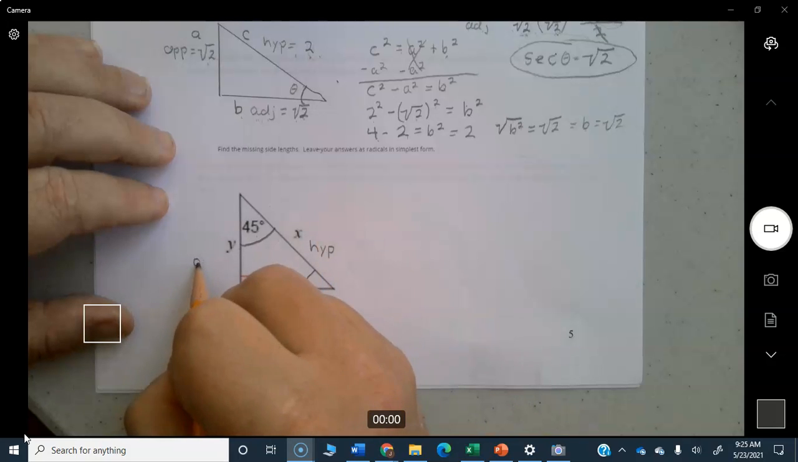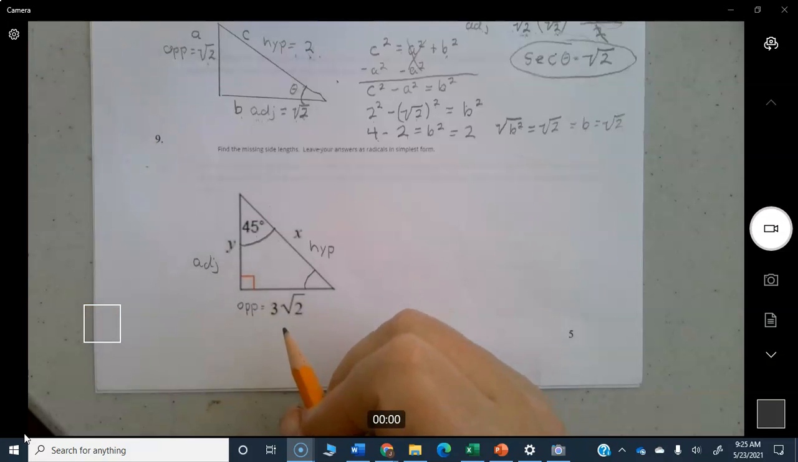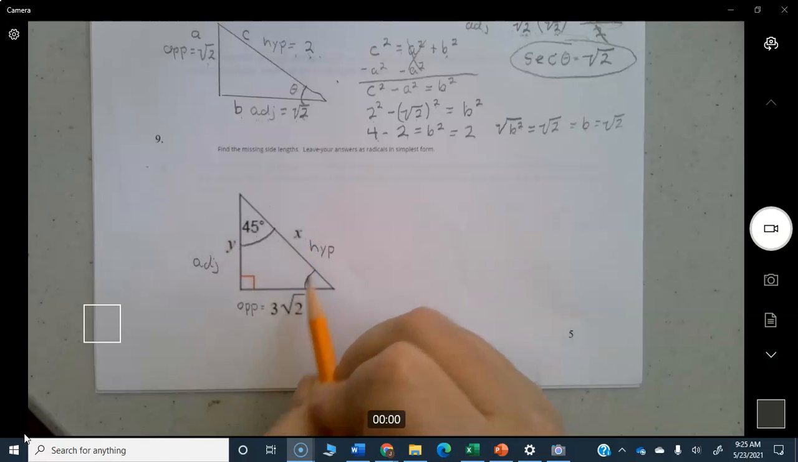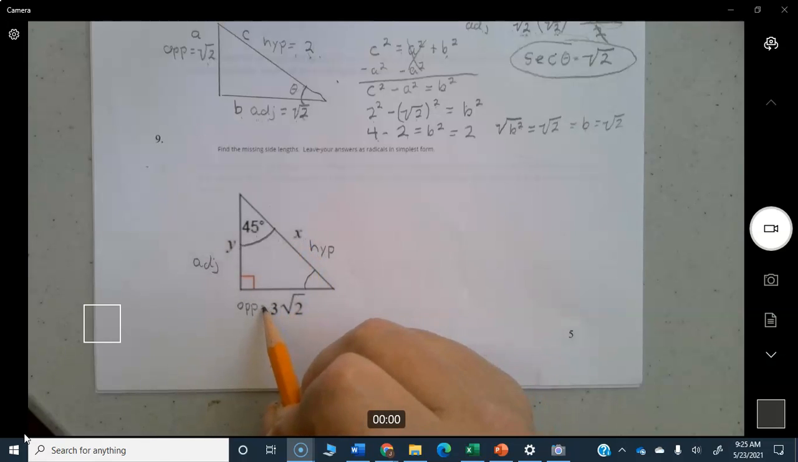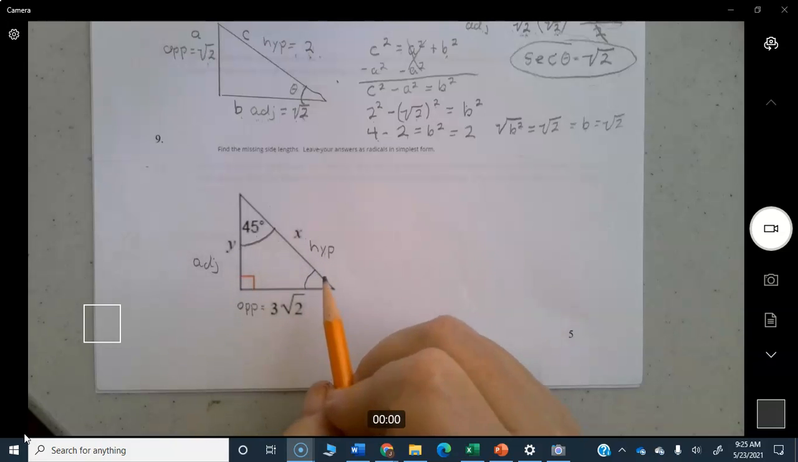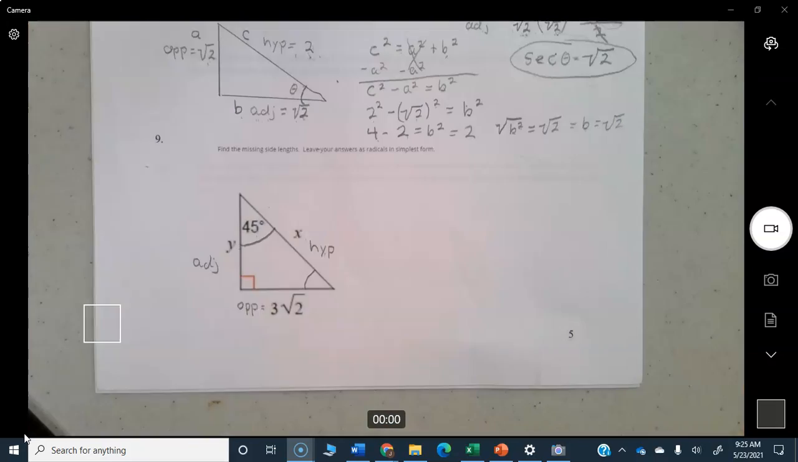And then the other guy is the adjacent. This side over here is the adjacent, okay? So it doesn't matter which one we find first. Let's go ahead and find x first. So x is going to be the relationship between the opposite and the hypotenuse. And again, go back to your first page. And that relationship, opposite hypotenuse, is the sine.